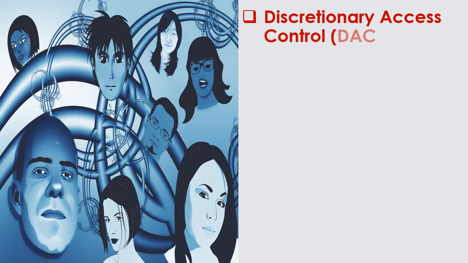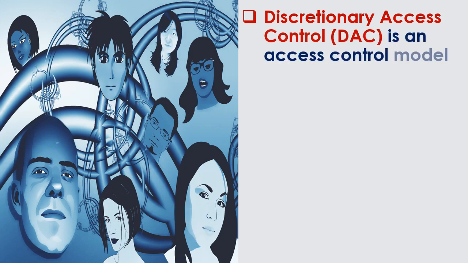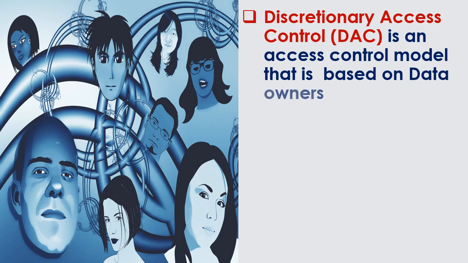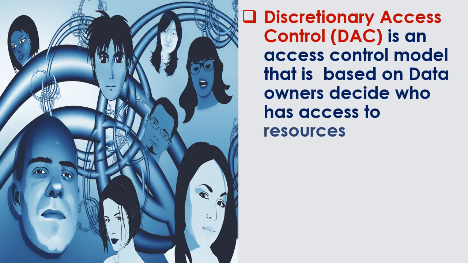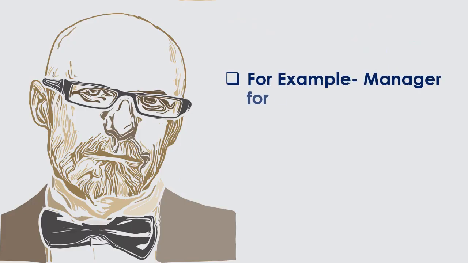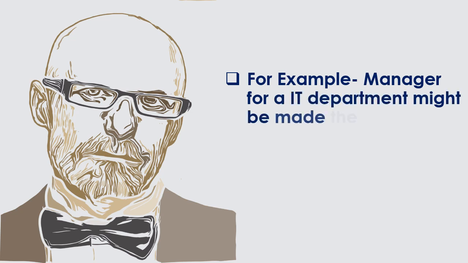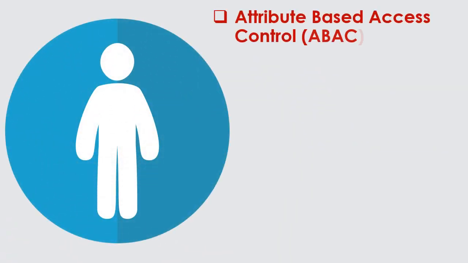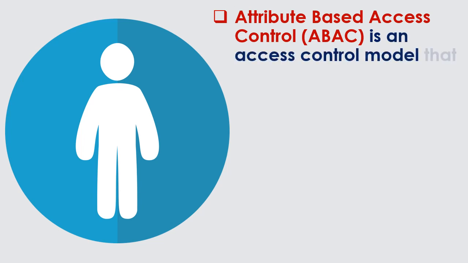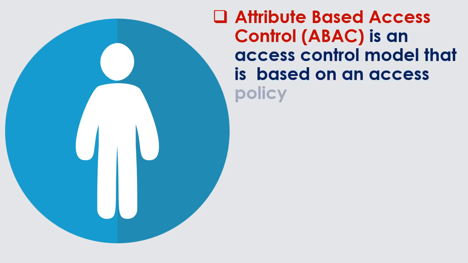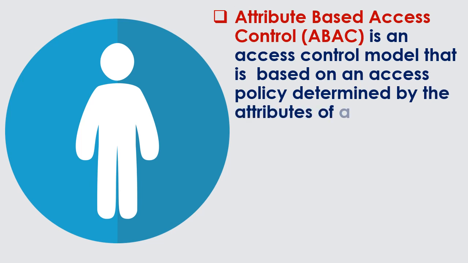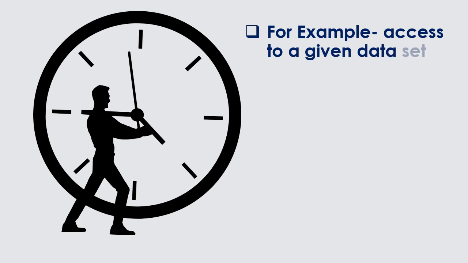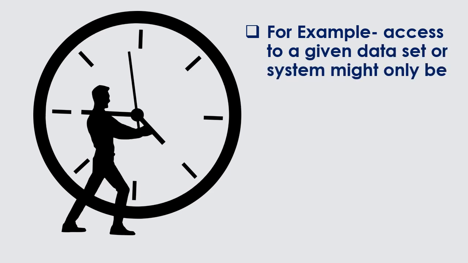Discretionary access control, DAC, is an access control model in which data owners decide who has access to resources. For example, a manager for an IT department might be made the data owner of the files and resources within his department. Attribute-based access control, ABAC, is an access control model that is based on an access policy determined by the attributes of a subject and object. For example, access to a given data set or system might only be allowed during working hours.